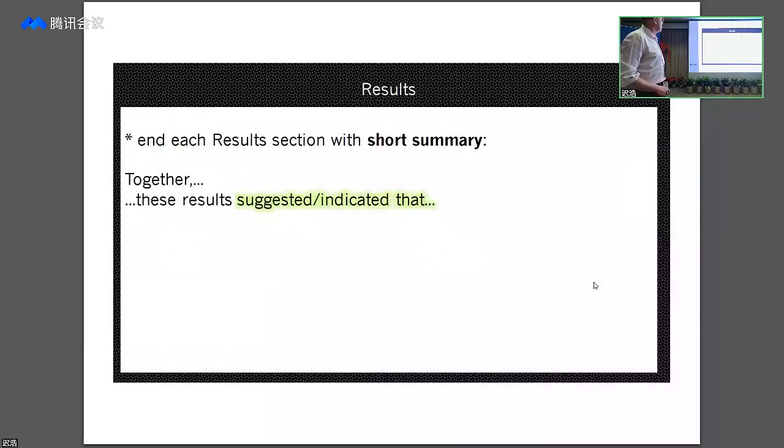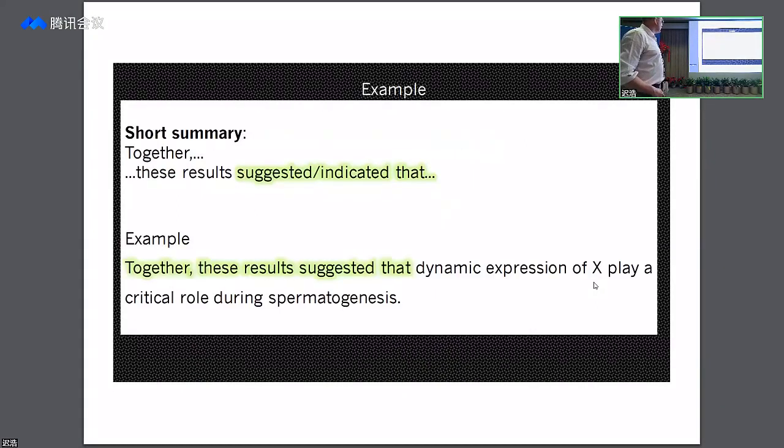Okay? And then at the end, a short summary: together, these results suggested, indicated that. This is your short summary in every results section that you're writing. For every graph, you have this little summary, and then you continue. For example: together these results suggested that dynamic expression of X plays a critical role during spermatogenesis.